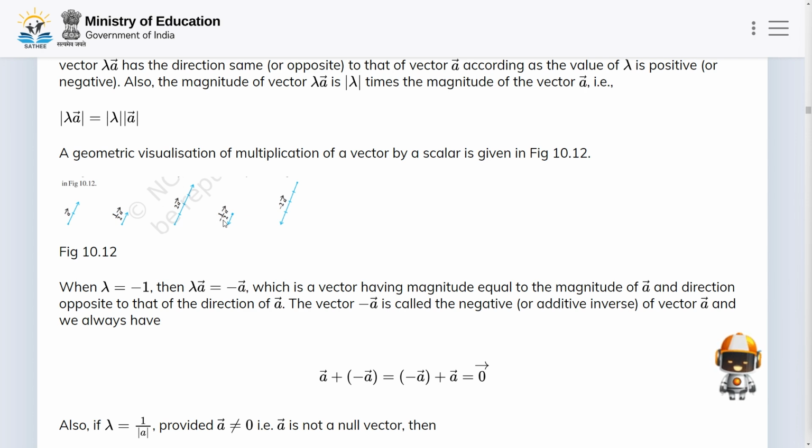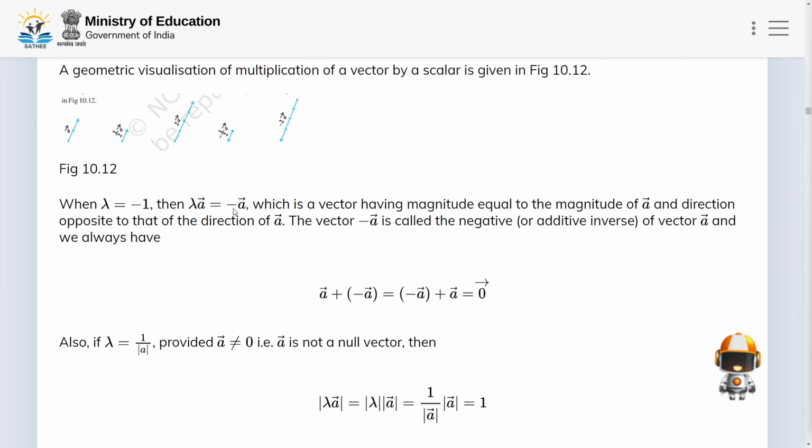This means the magnitude is now reduced to half and the direction is now opposite because of this minus sign. The same will happen for this: the direction is now reversed, the opposite, and the magnitude is now twice the original magnitude. Okay. So we have used what?